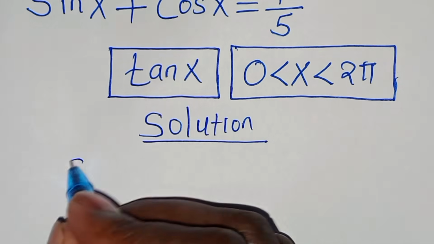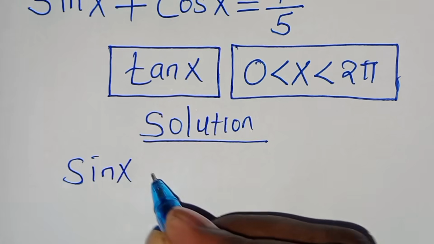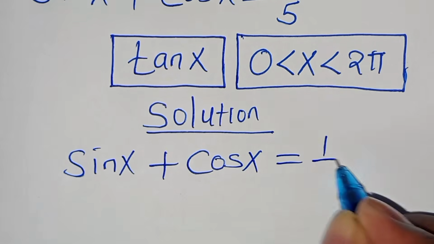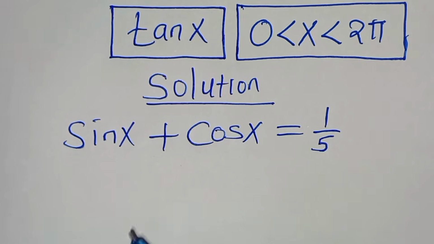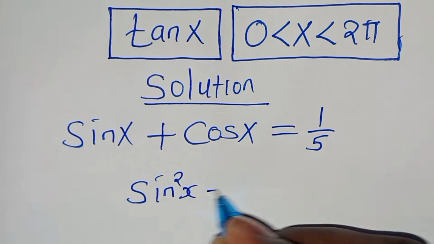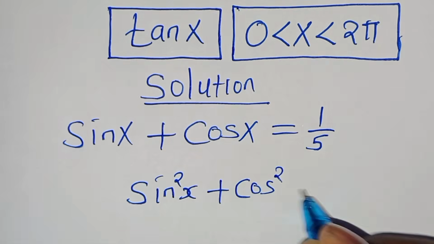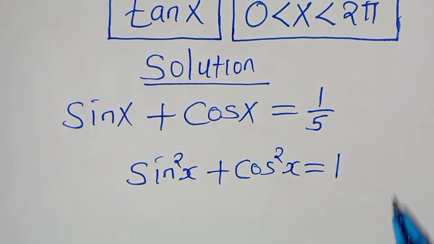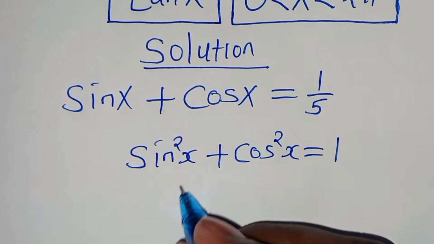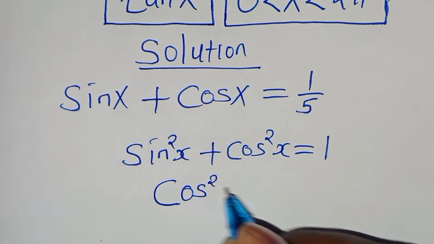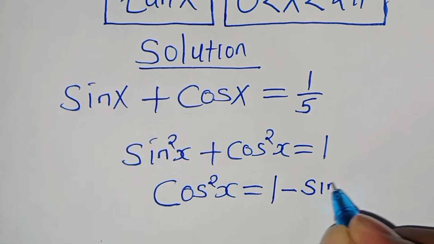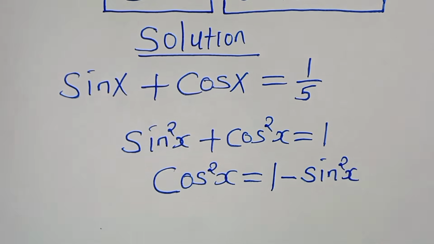So we have sin x plus cos x. This is equal to 1 over 5. Now, from the trigonometry identity that states that sin squared x plus cos squared x is equal to 1, let's make cos squared x the subject of the formula, so that we have cos squared x equal to 1 minus sin squared x.